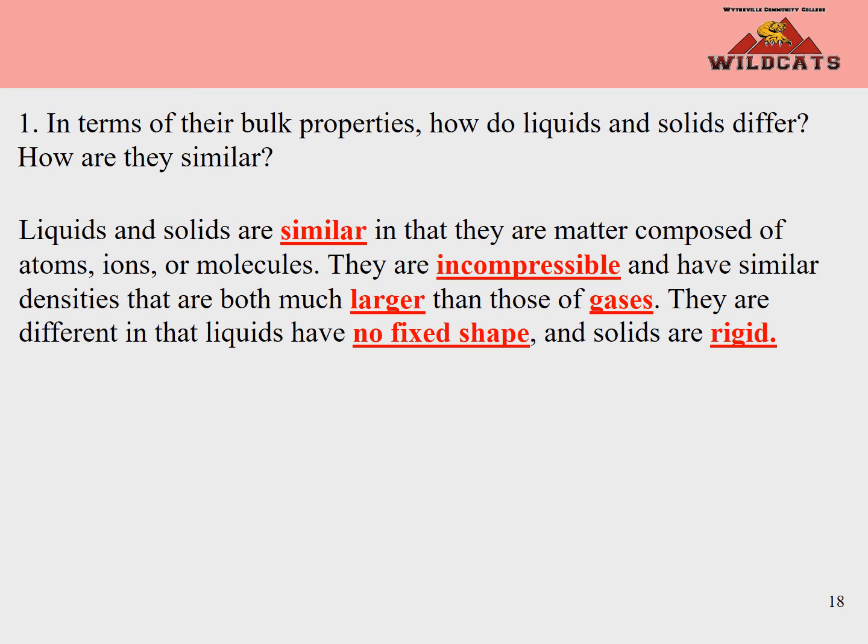So in terms of their bulk properties, how do liquids and solids differ? Liquids and solids are similar in that they're matter composed of atoms, ions, and molecules. They're incompressible, have high densities, and they're different in that liquids have no fixed shape and the solids are rigid. They have really strong intermolecular forces.